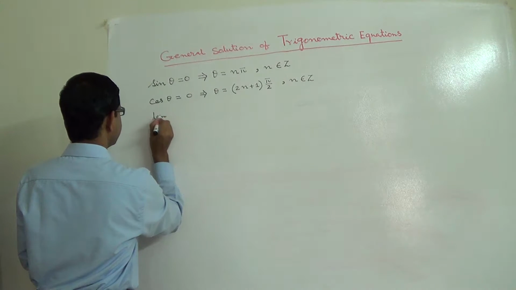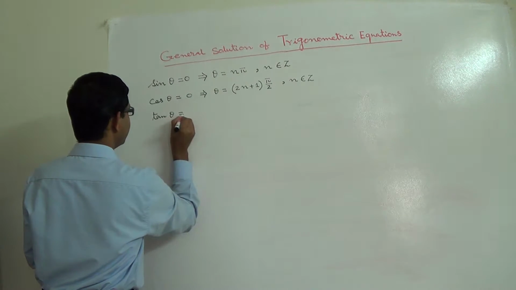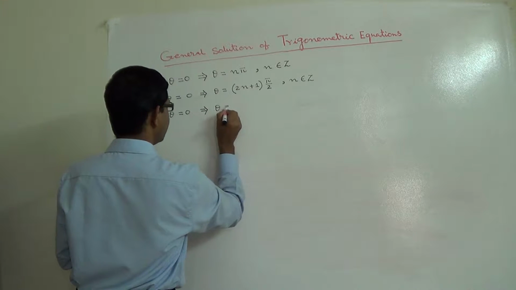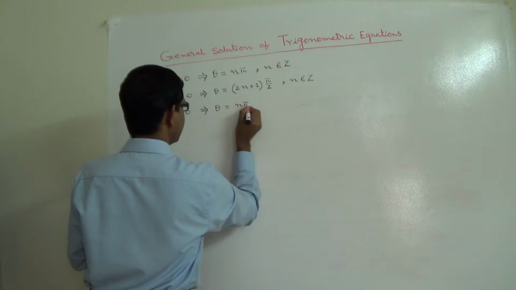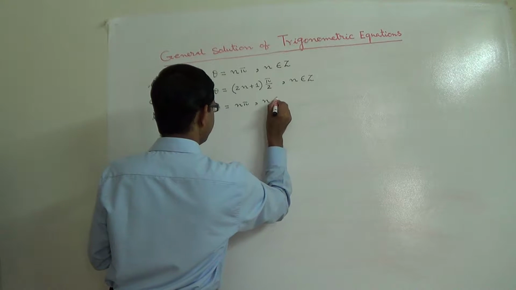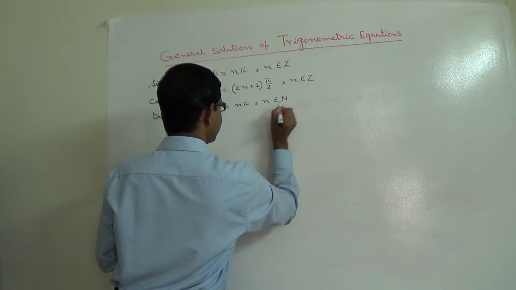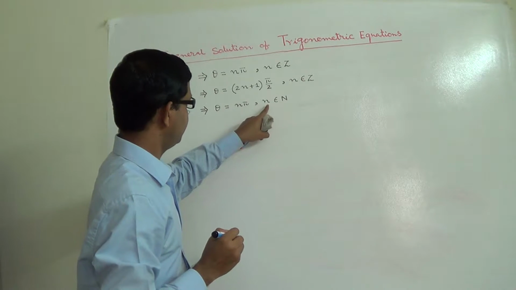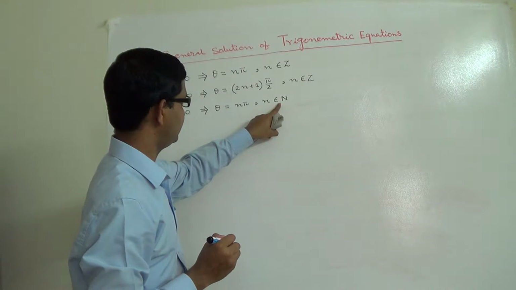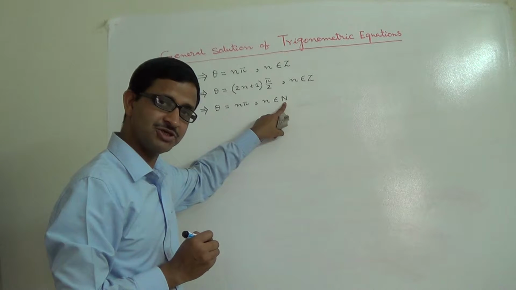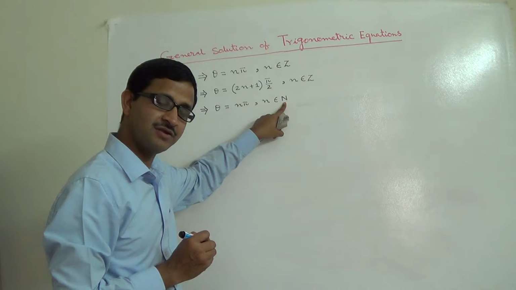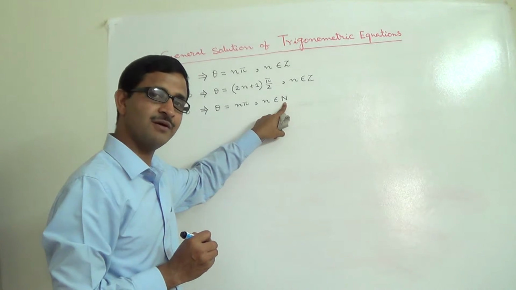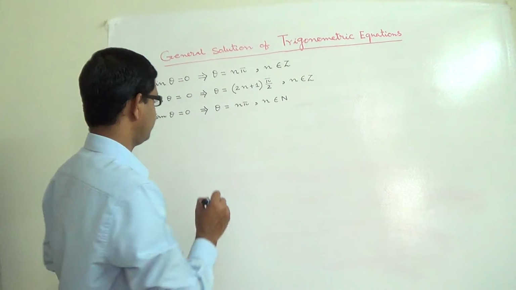Next equation is tan theta equal to 0. This implies theta equal to n pi, where n belongs to capital N, the set of natural numbers. Please make a note of this n. It doesn't belong to the set of integers, rather it belongs to the set of natural numbers, and the set of natural numbers is a subset of the set of integers.